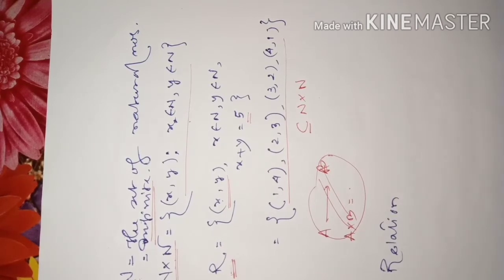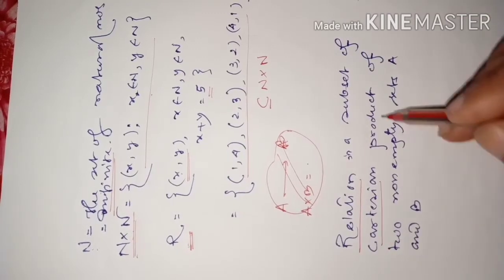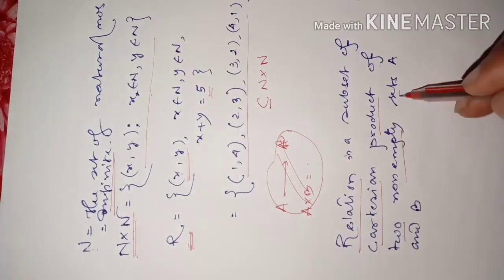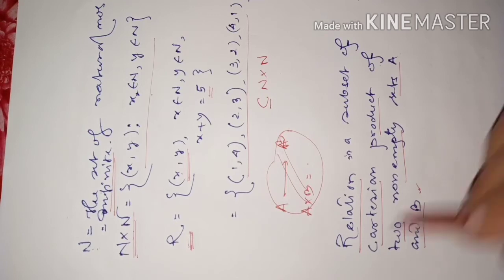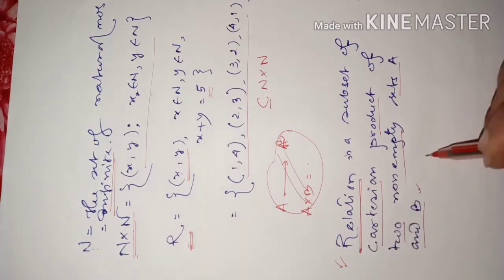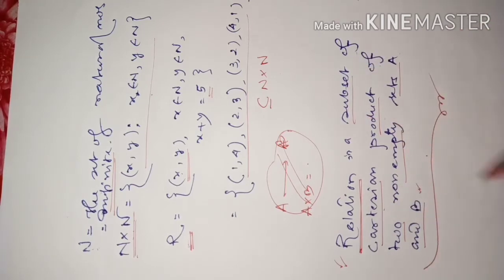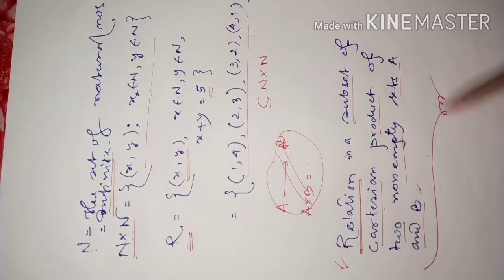A relation is a subset of the Cartesian product of two non-empty sets A and B. So this will be the definition of a relation. Remember students, a relation is a subset of the Cartesian product of two non-empty sets A and B.